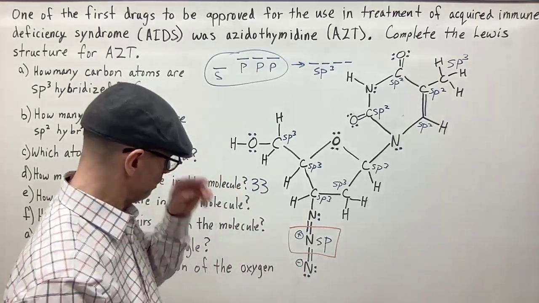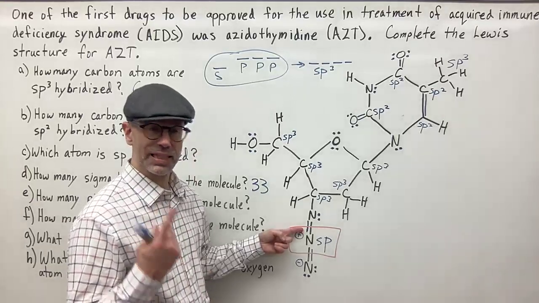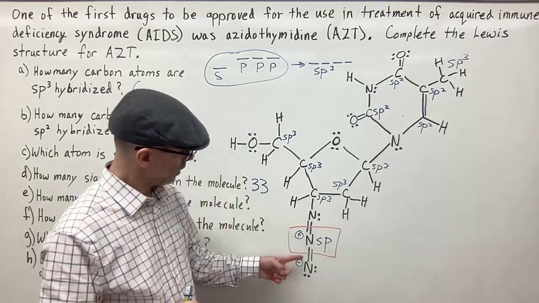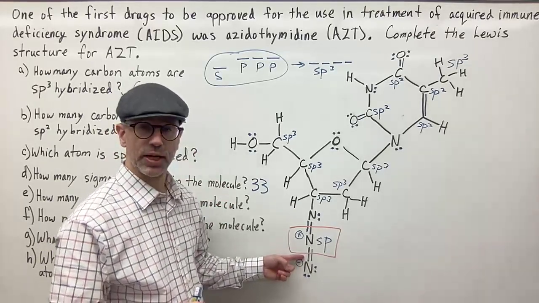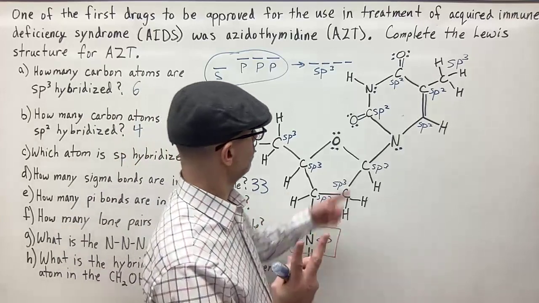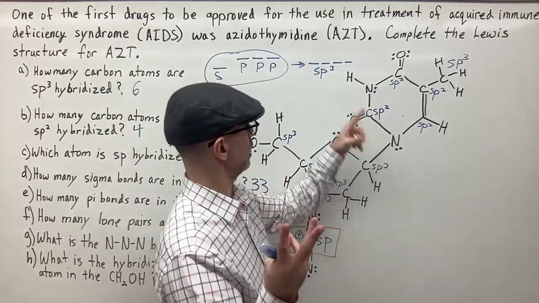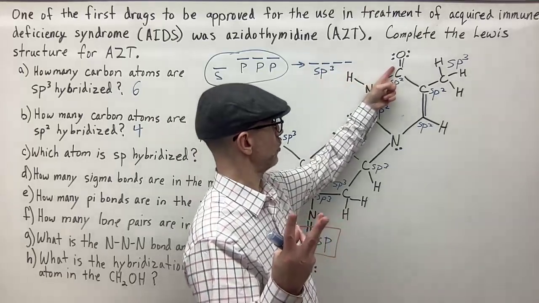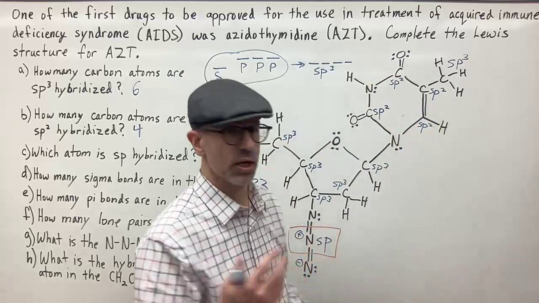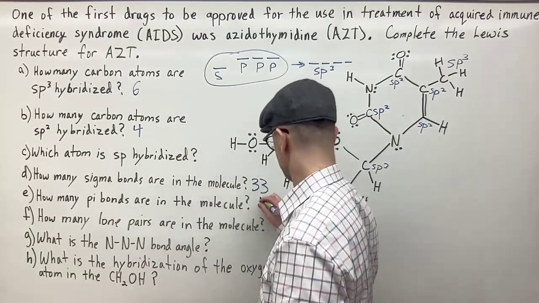So here we have a double bond. One of those is a sigma, the other one is a pi. So that's one pi bond. This double bond here, same thing, one sigma, one pi. So that's two. Here we have a double bond, so we have a third pi bond there. Here we have a double bond, so there's going to be a fourth. And then here we have a fifth. So that's 5 pi bonds. So we're going to write that down right here.